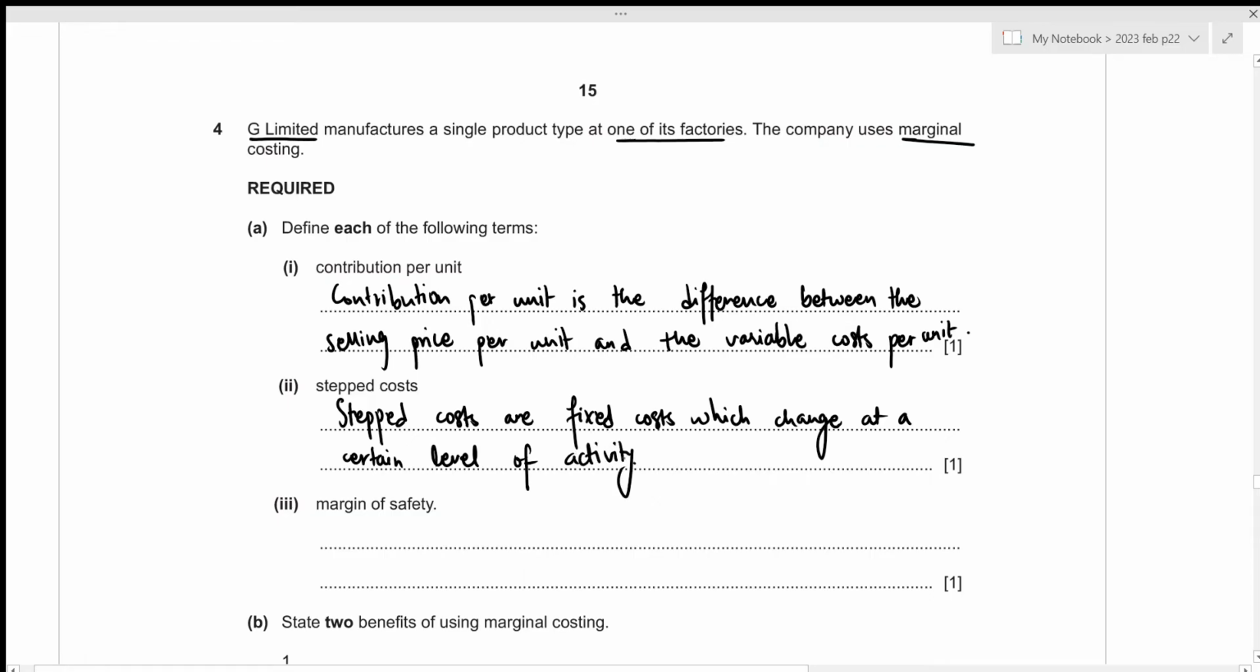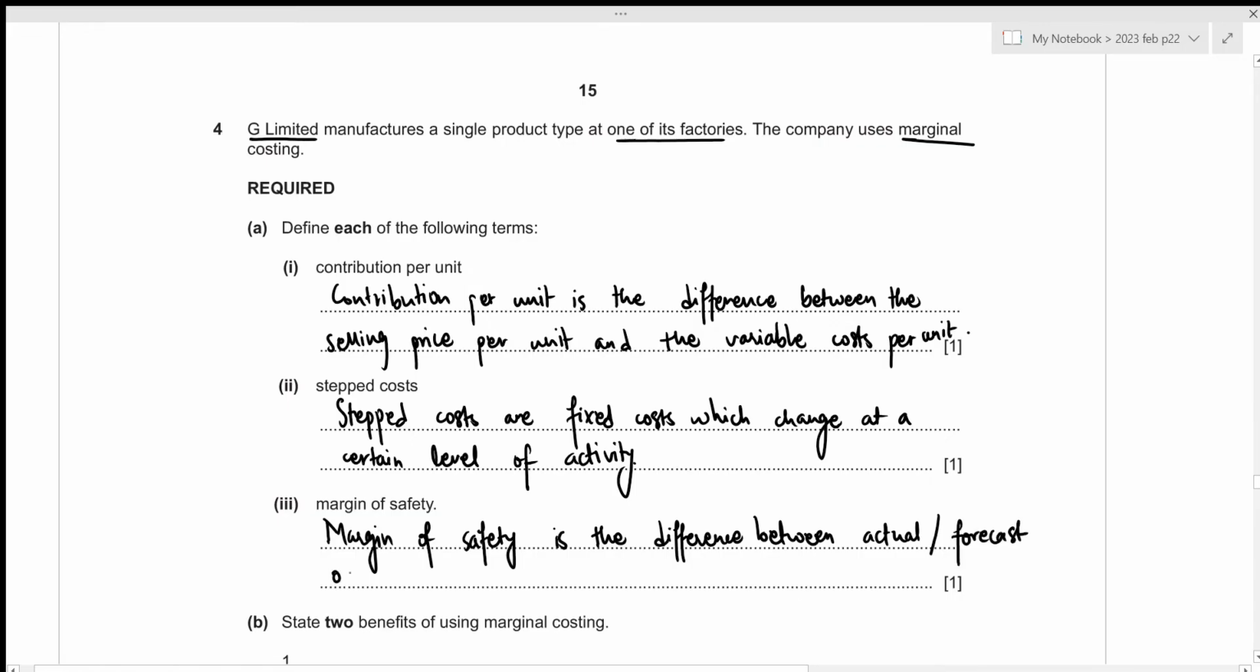Now the third one is margin of safety, and margin of safety is just the difference between our actual or the forecast output and the break-even level of output. Let's write it down. Margin of safety is the difference between actual or forecast output and the break-even level of output.